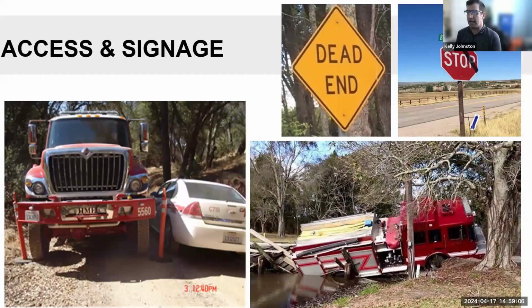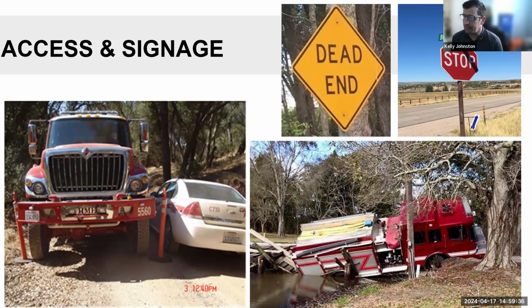When we talk about access and egress, we want to make sure that our big fire trucks can get into those communities while people are trying to get out at the same time. So we have to make sure that the roads are wide enough for that, and that we have more than one access out of the community, and we don't have things like unknown dead ends that people can get stuck at.